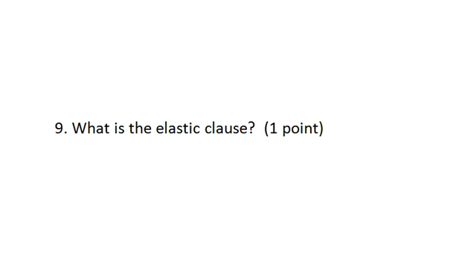What is the elastic clause? It's also known as the necessary and proper clause, and that's a part of the Constitution that allows Congress to make laws that aren't specified in the Constitution. Some examples would be the purchase of the Louisiana Territory and chartering a national bank. So that's expanding federal power.